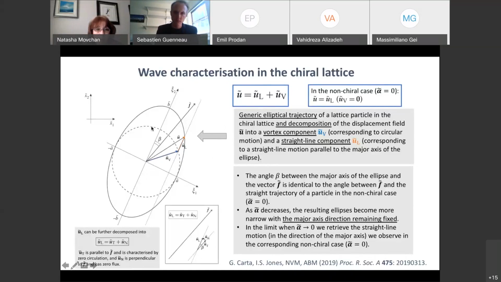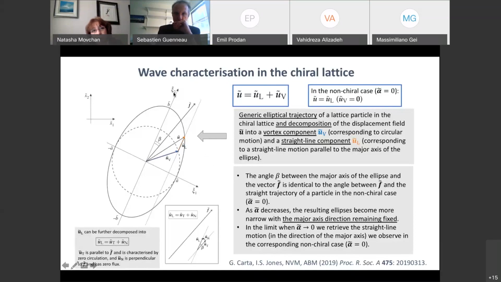So this vector uv traverses a circle of specific radius A, which is the radius of the minor axis, and uL is always parallel to the major axis of the ellipse. The interesting thing about the orientation of this major axis relative to the vector F is that it is identical to the angle between the same vector F and the straight trajectory of the particle in the non-chiral case.